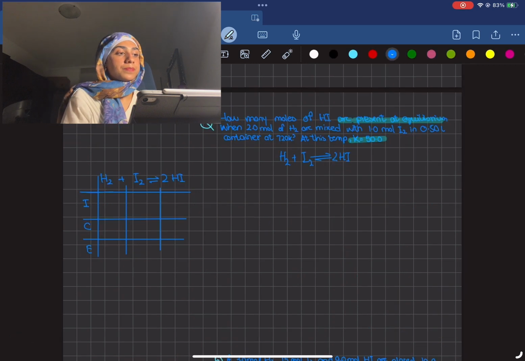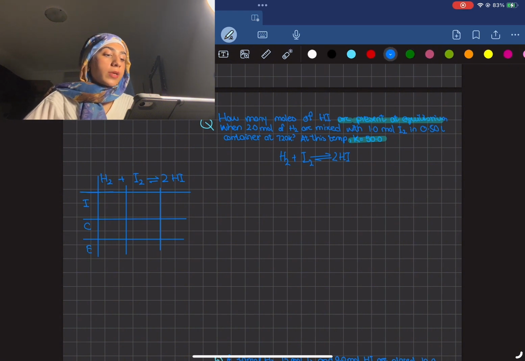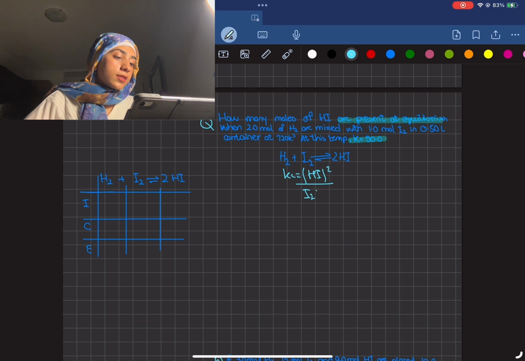Now we'll look at another question based on equilibrium. The equation I've been provided with is already balanced, so I can just straight up write a Kc for this, which would be HI, so it's products divided by reactants. So concentration or pressure of them. So here I'm dealing with concentrations.